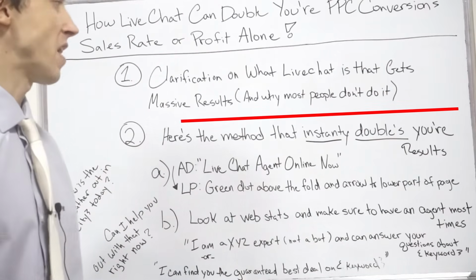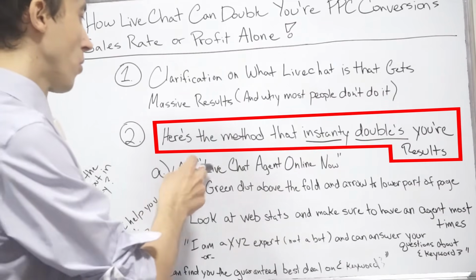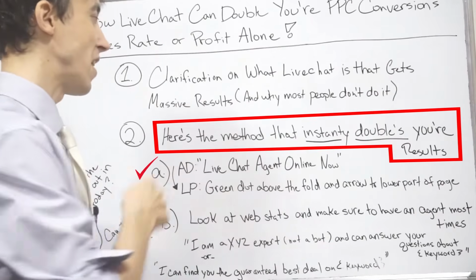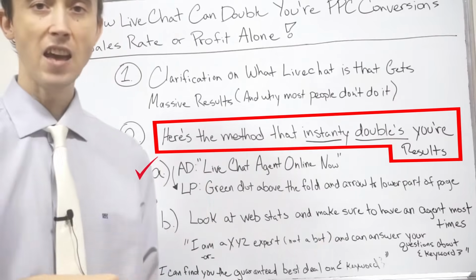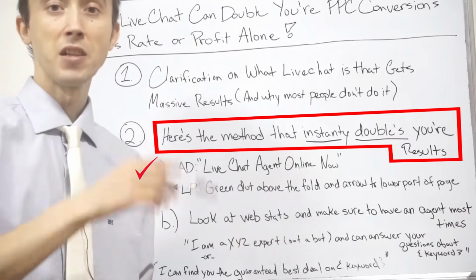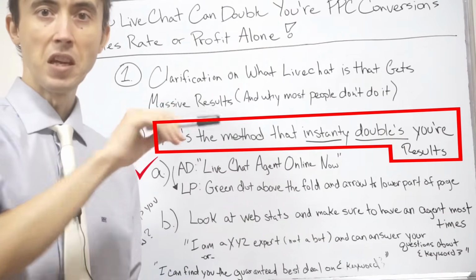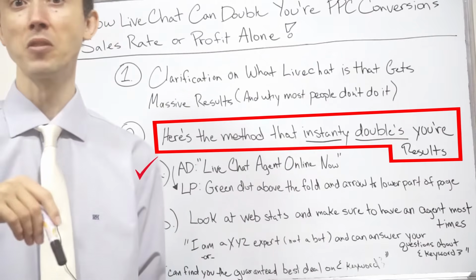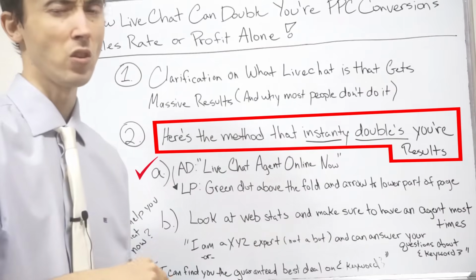Here's the method that instantly doubles results if you implement it today for your business. You take your ads and you put in your ad "live chat agent online now" or "available now." Literally just like that. You don't have to get fancy. Add that to a part of your ad, preferably in the headline too, so that people see it right away. Because the person that wants help right away and has questions, it helps sometimes 3x or 4x in some niches, and sometimes it's only 1x.